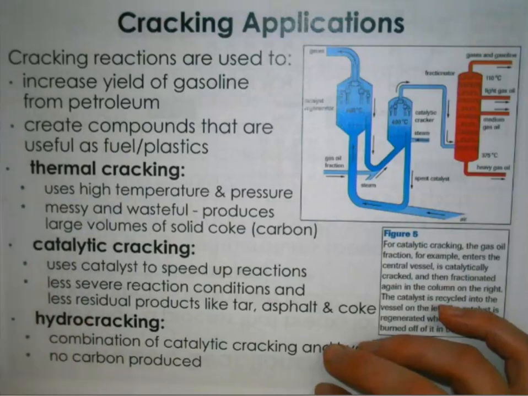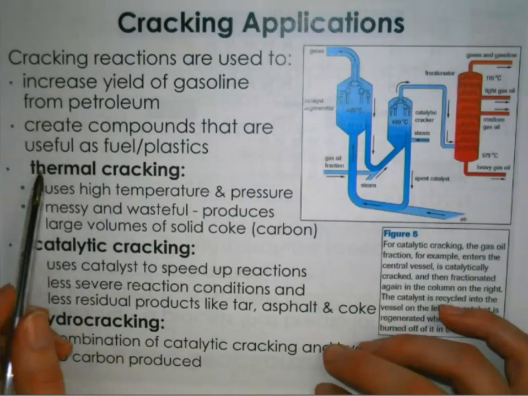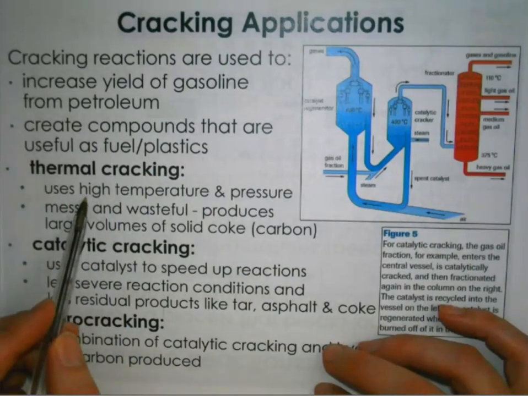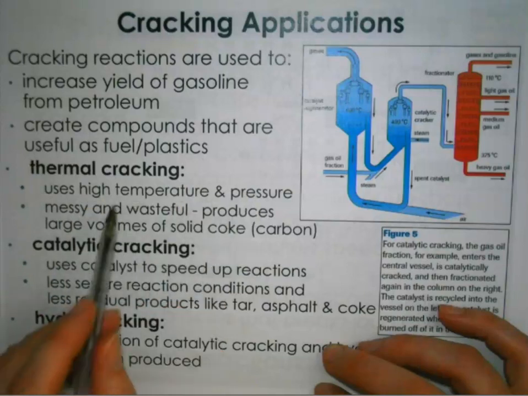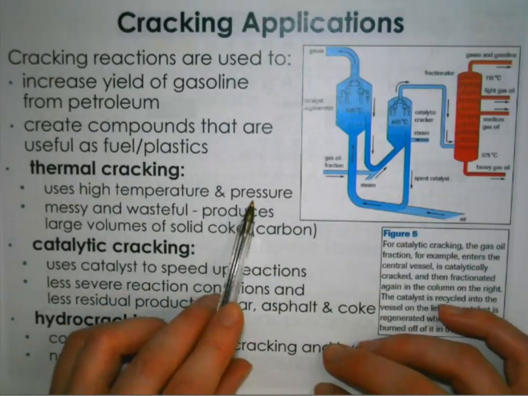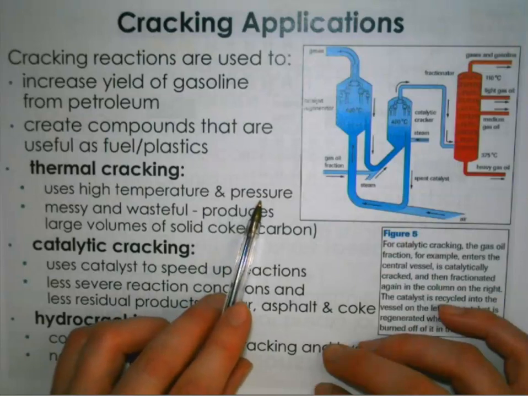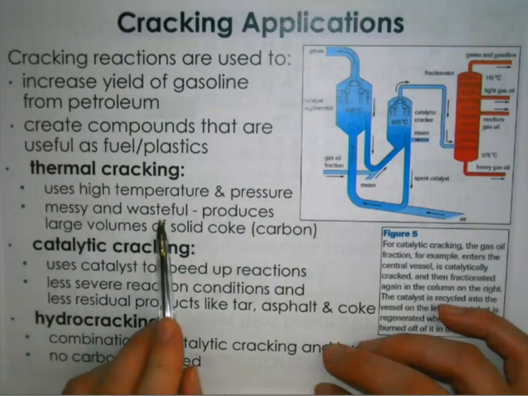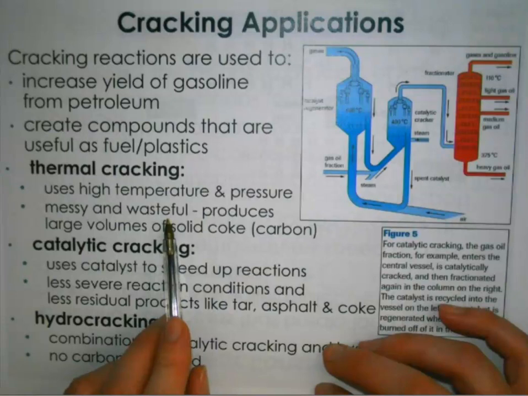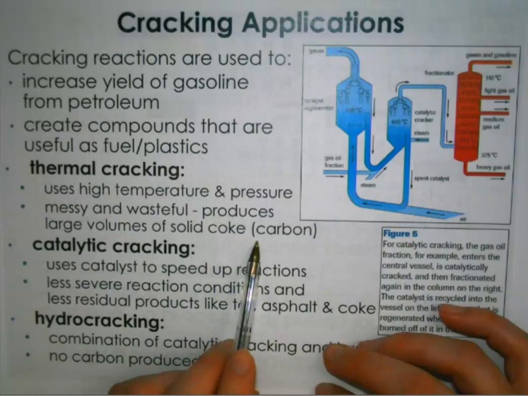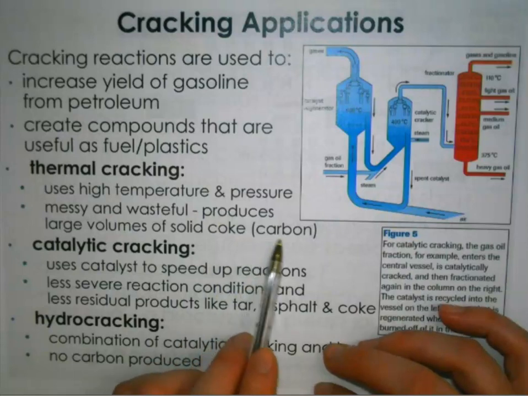In terms of cracking, there's three main ways that it's done. So there's thermal cracking, which used to be used. It required really high temperature and pressure. So anytime you have to create these kind of fairly hostile conditions, it's not the best because it's energetically demanding, and it can also be inefficient. Thermal cracking was also messy and wasteful because it ended up having a lot of incomplete combustion happening in it, which produced large volumes of leftover carbon that was really messy.